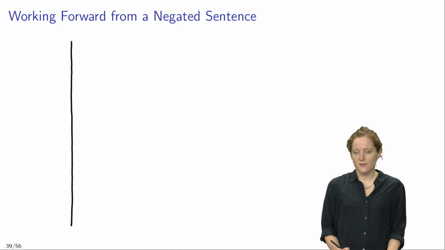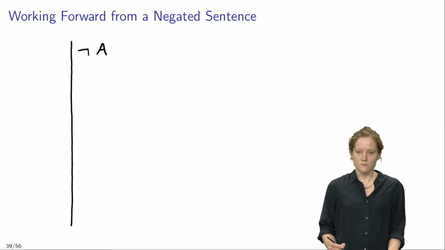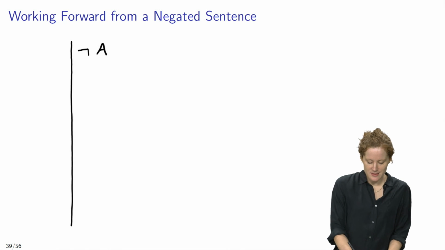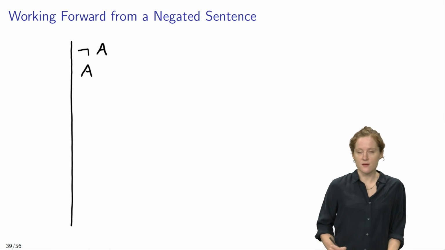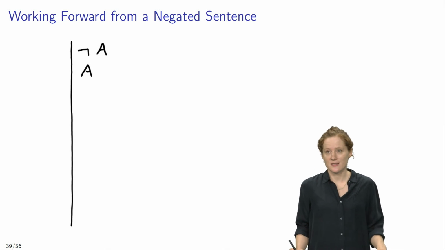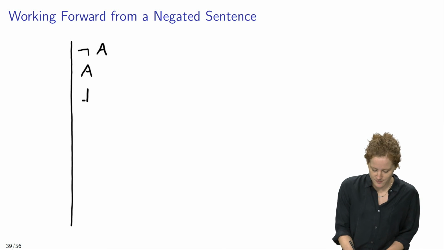Suppose that what you have in your proof already is a negated sentence, not A. And you also have the unnegated sentence, the sentence that's embedded in the scope of the negation sign, A. Forward planning then suggests to use negation elimination to infer bottom.